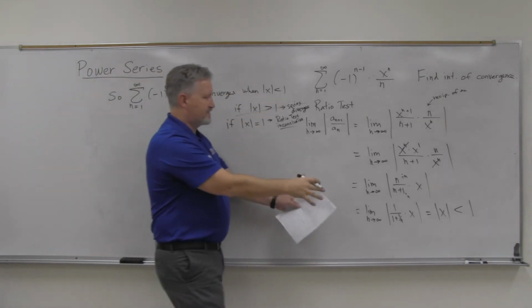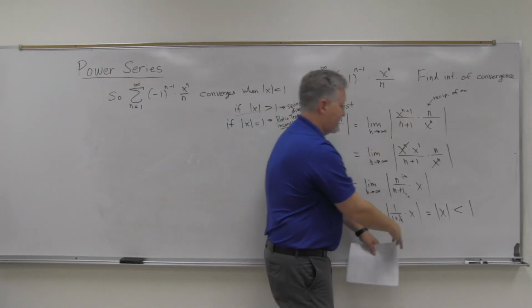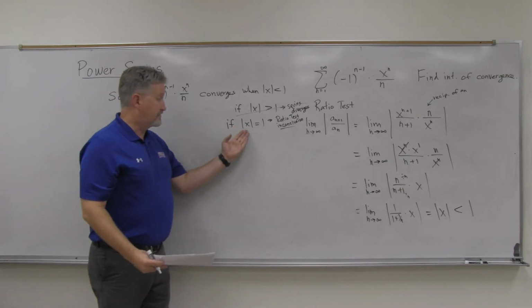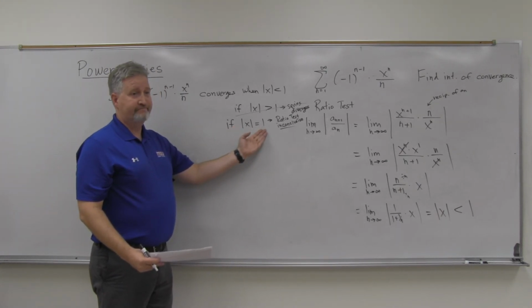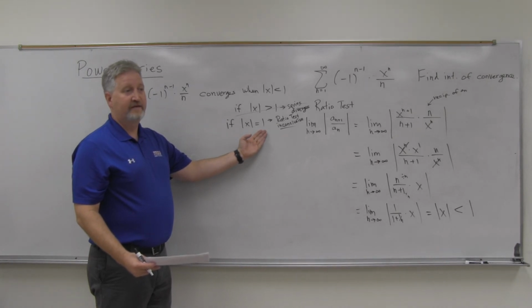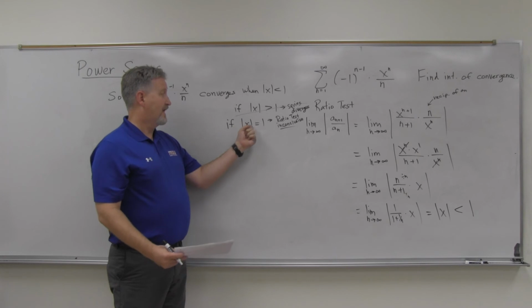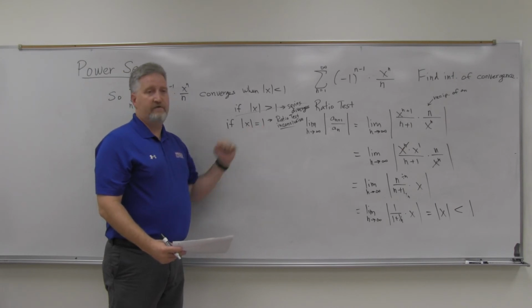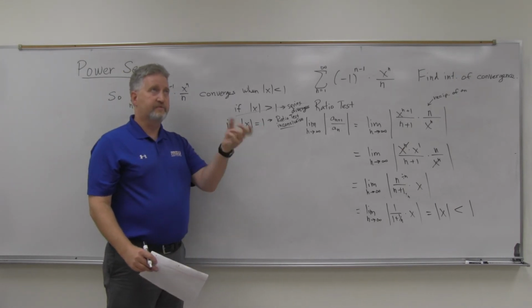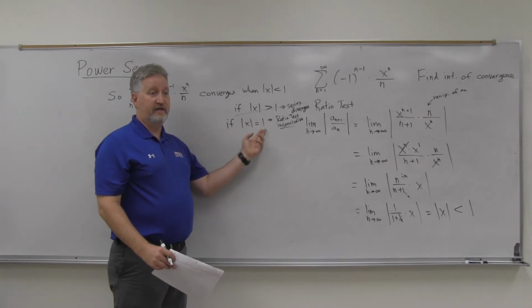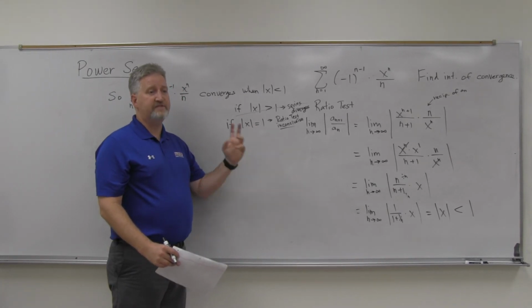So out of all this, all I can say is that definitely the absolute value of x less than 1 converges, but at absolute value of x equals 1, I don't know. The ratio test hasn't told me anything just yet. So I have to test separately when the absolute value of x equals 1. Those two values, right? Because there are going to be two values. That means x is 1 and negative 1. I have to test those separately.